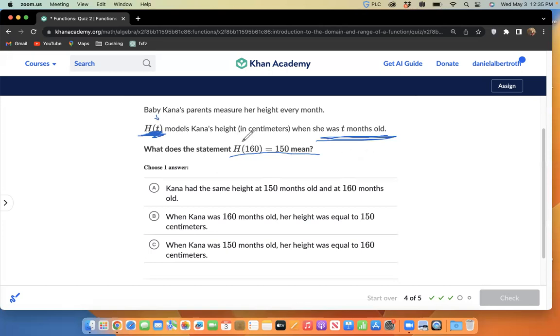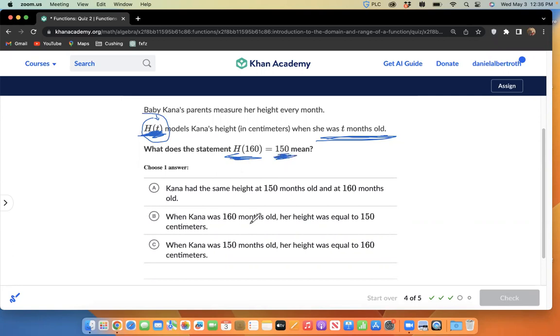So if you do H of 160, it's basically saying how tall is Kana when she is 160 months old. This comes out to 150. So what that means is that when Kana is 160 months old, she will be 150 centimeters tall. So let's find that. Kana had the same height at 150 months old and at 160 months old. That's not what that's saying. It's saying that her height at 160 months is 150. H of 160 equals 150. Her height, when the time is 160, is 150. And that's in centimeters.